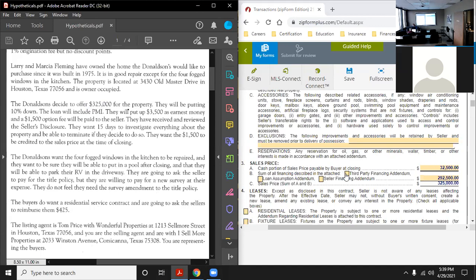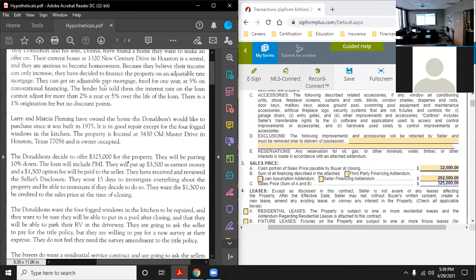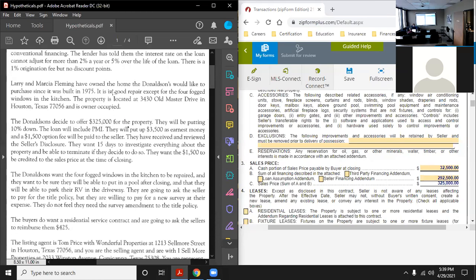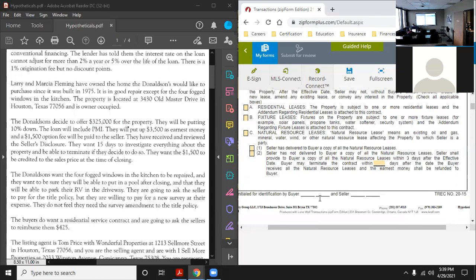They are doing third party. Just say they're using regular financing. The loan will include PMI. None of that basically matters, but they're going to go ahead and do an adjustable rate mortgage or just regular third party financing. So you're going to click that box there.